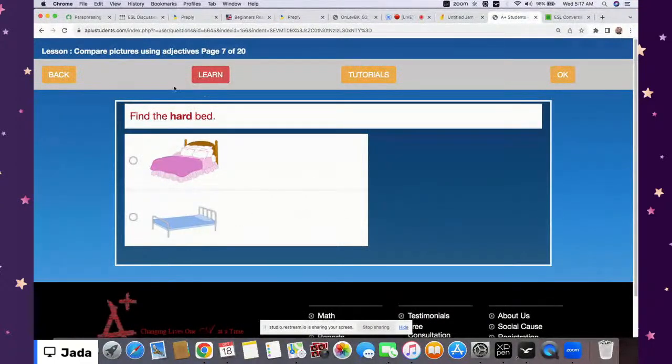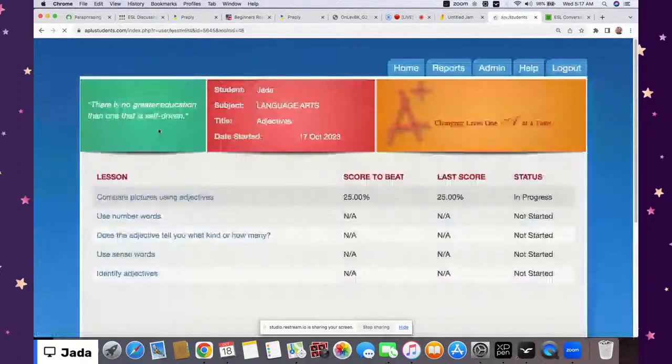Okay. So we've gotten up to page 7. So if you've not done this topic yet, try to finish up until 20. Right, Ali. Good. So we'll move on to use number words. Okay.